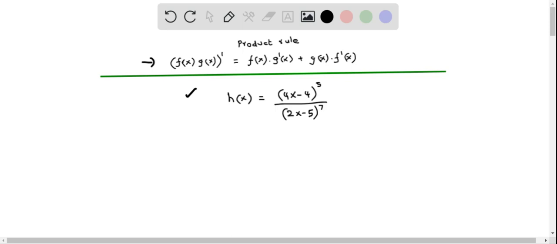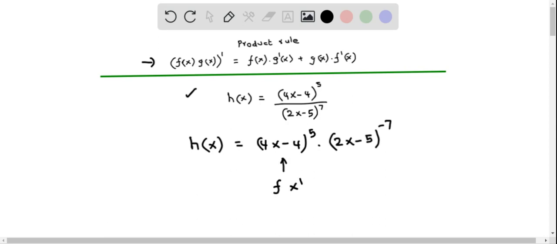First, let's write this h of x in product form. So I write h of x equals (4x minus 4) raised to the power of 5, and this denominator can be written as times (2x minus 5) raised to the power of negative 7. So now this is in product form so that we can apply the product rule. So let's consider the first function as f of x, and the second function as g of x.